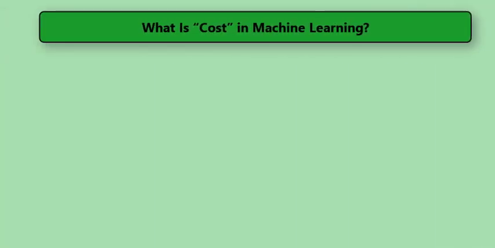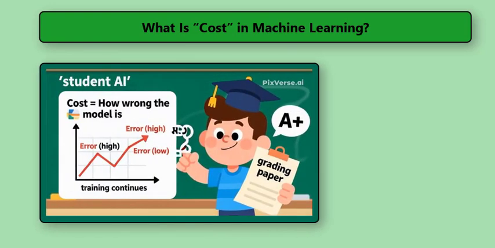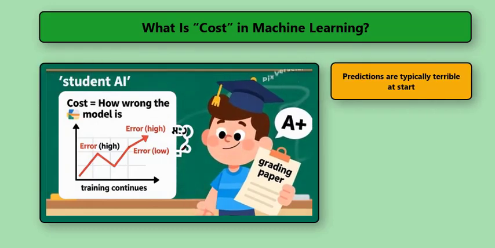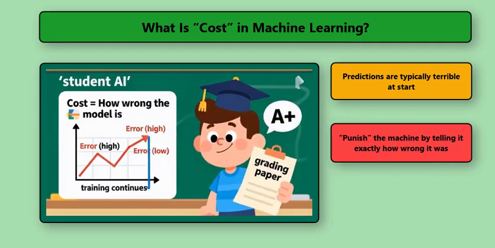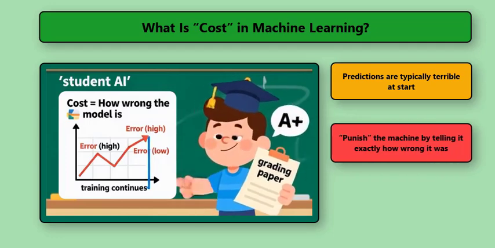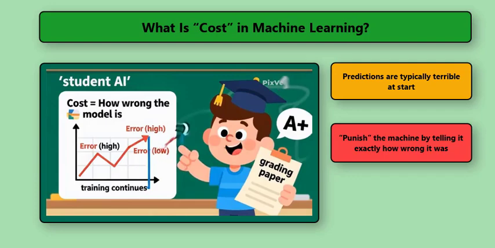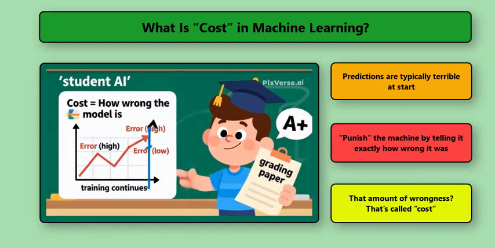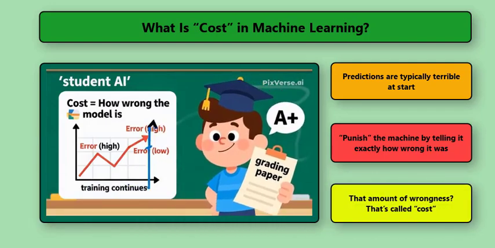Now we understood that we need some grade to measure the error. What is that? We know that it is called the cost function. Now let's see what cost is in machine learning. When a machine first starts, its predictions are typically terrible, like a student who keeps failing quizzes. We punish the machine not by making it sit in detention, but by telling it exactly how wrong it was. The amount of wrongness, that's called cost.